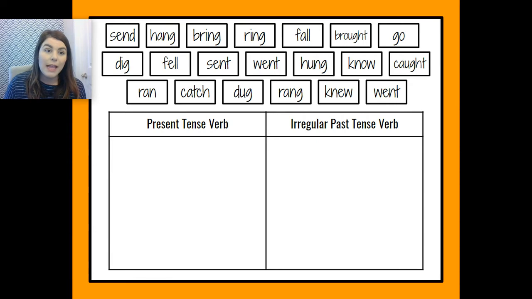Today, we're going to do it again, but instead of using the words that we used yesterday, we're going to use some new words. So I want you to go ahead and tell me, just go ahead and shout out a word. Any word you see in one of these boxes.